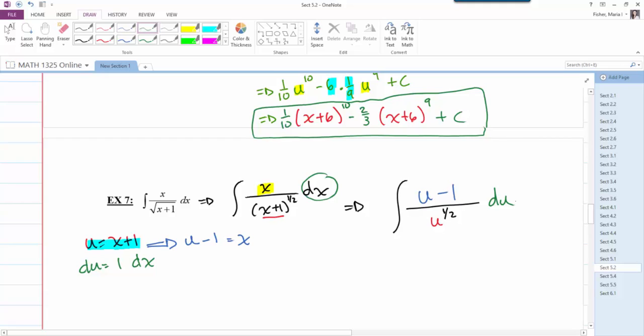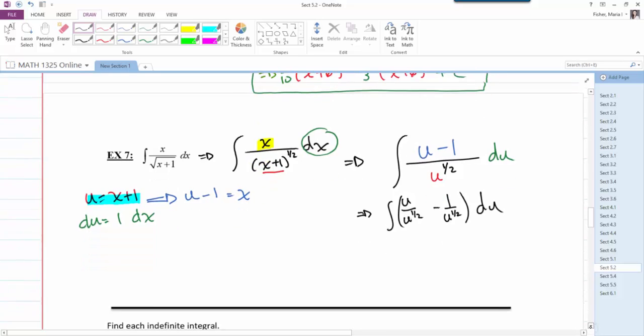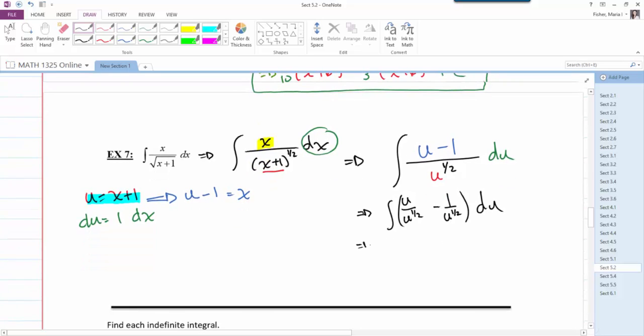Well, I can work this problem out, but first what I need to do is stick each term in my numerator over u to the 1/2. So then this becomes the integral of u over u to the 1/2 minus 1 over u to the 1/2 du. And if I simplify this so I can use my rules, well, u over u to the 1/2 reduces to u to the 1/2. And 1 over u to the 1/2 is the same as u to the negative 1/2 du.